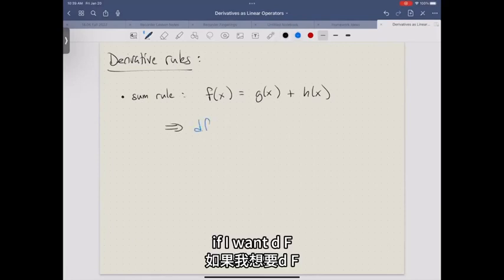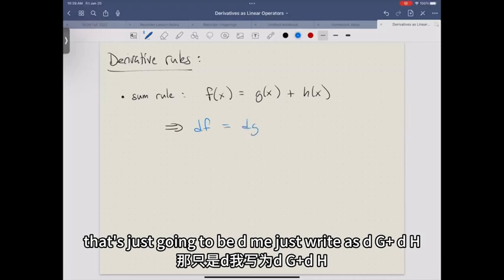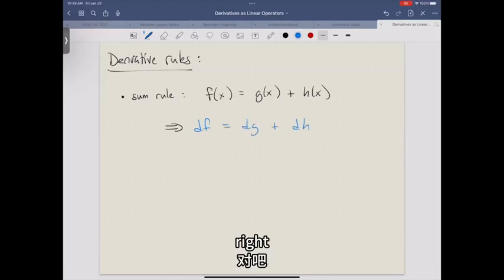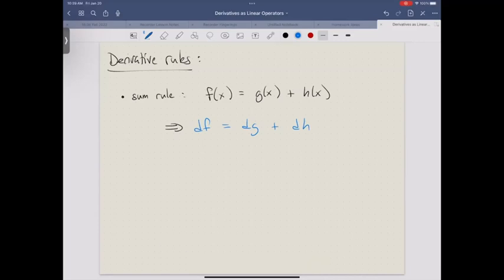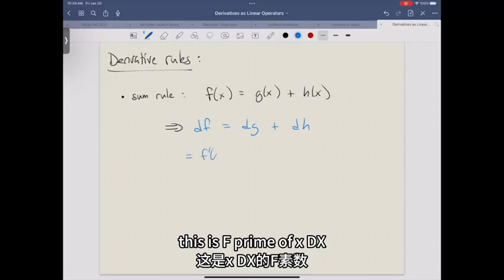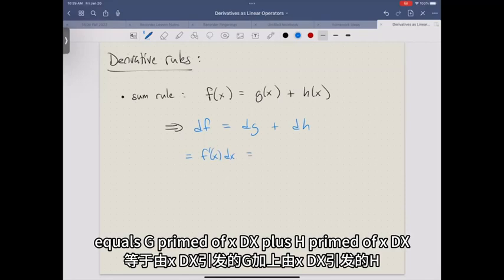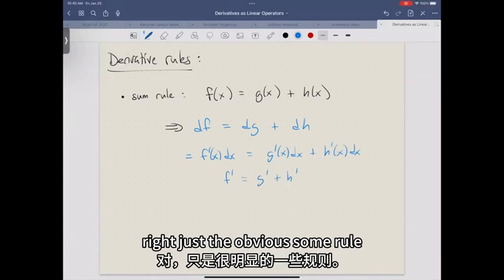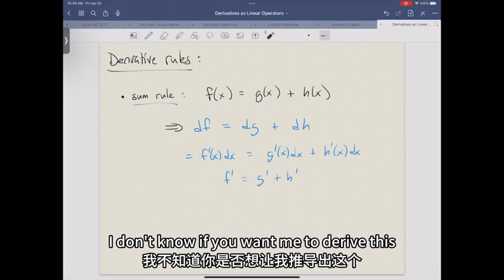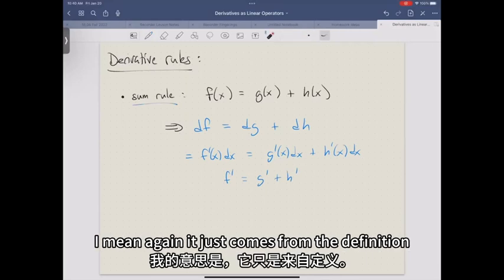Then if I want df, that's just going to be dg plus dh. Or equivalently, f prime of x dx equals g prime of x dx plus h prime of x dx. So f prime equals g prime plus h prime, just the obvious sum rule. I don't know if you want me to derive this. Again, it just comes from the definition.